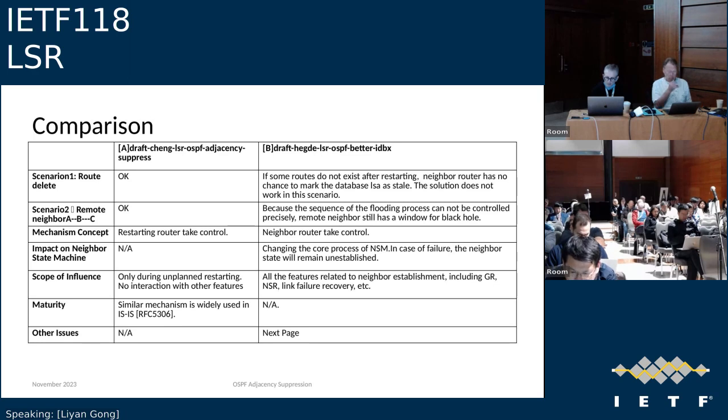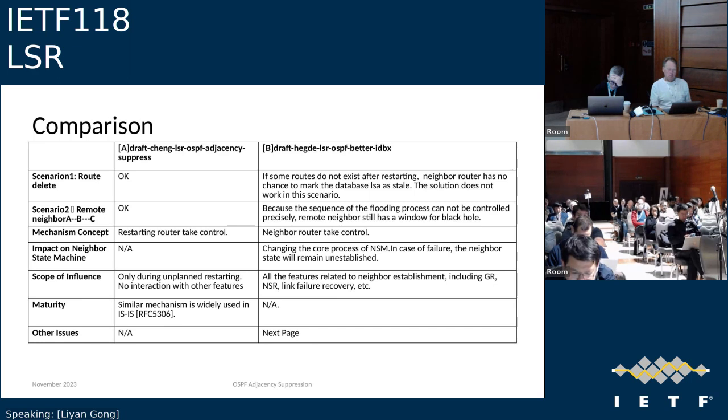There are also some other aspects to take into consideration. The first one is the mechanism: whether the restarting router or the neighbor router takes control. We think the former is better since it's an effective way to reduce the scope of the influence. And the second one, the impact on the neighbor state machine. I think solution B changes the core process of the neighbor state machine, and in case of any failure, the neighbor state will remain unestablished. It's a big risk in the neighbor state machine.